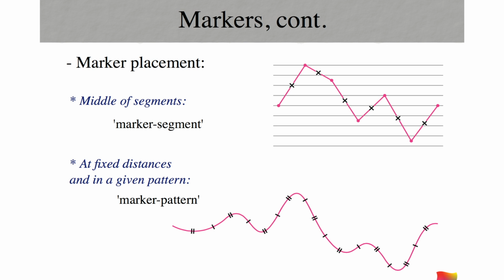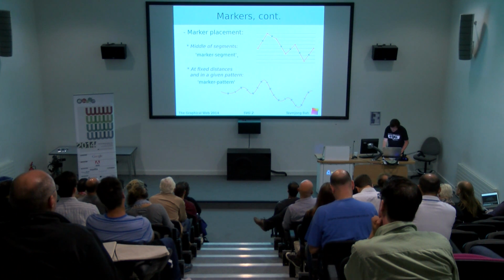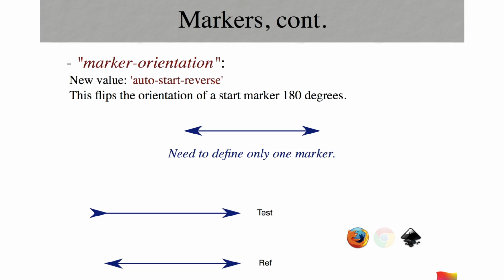There's also new marker placements, middle segment. Right now, you can only place markers on the nodes at the end of each path segment. Also, we'll be able to place markers arbitrarily along a path, not just at the start and end of path segments. And I'm not sure the state of implementation of this. I haven't tested it yet.